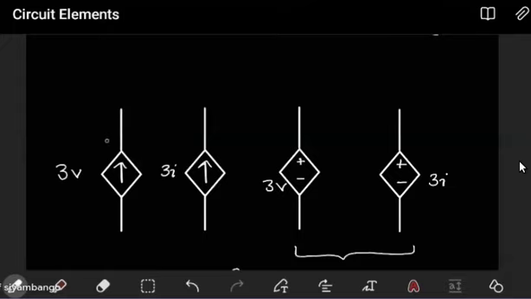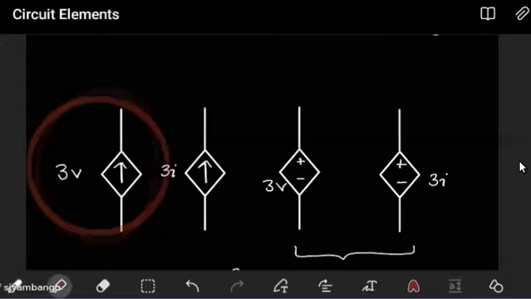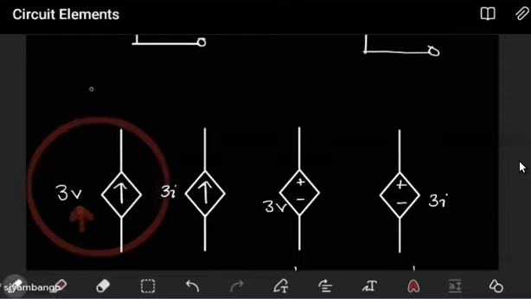But when you look at the first one here, it's a dependent current source, but look at that. It's controlled by a voltage value. So this, in most cases, will be called a voltage controlled source.